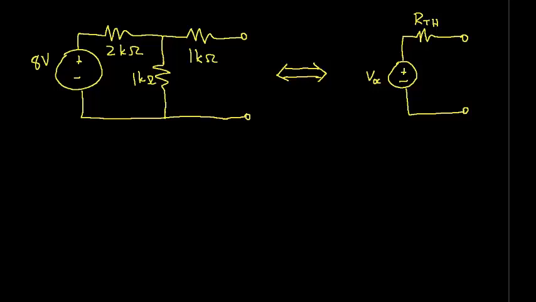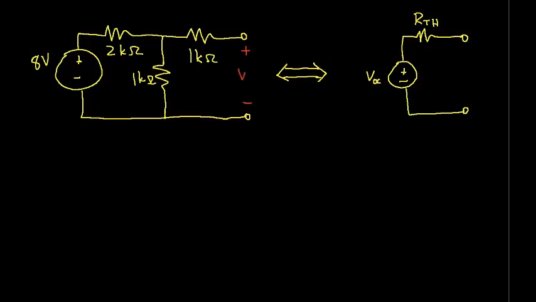So what we need to do to find this Thevenin equivalent circuit is to find VOC, which is the open circuit voltage, and RTH, which is the equivalent Thevenin resistance. So we'll go ahead and get started trying to find the open circuit voltage.